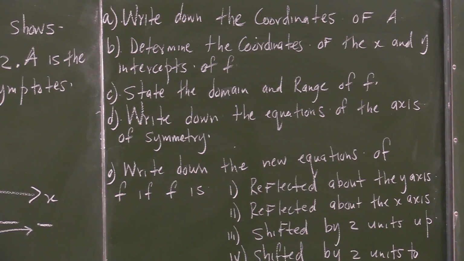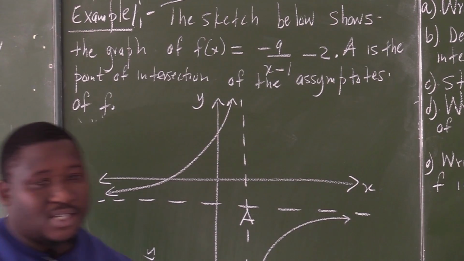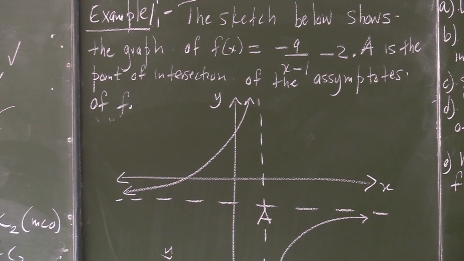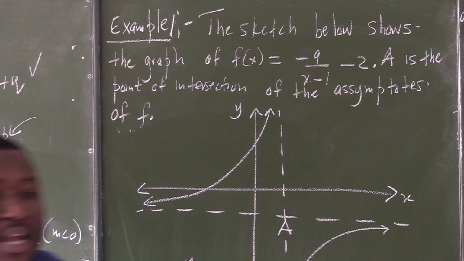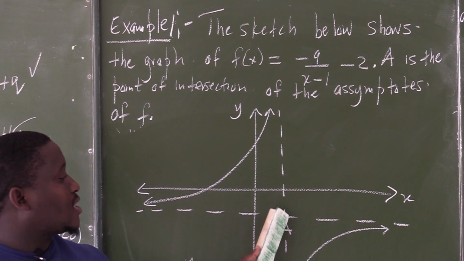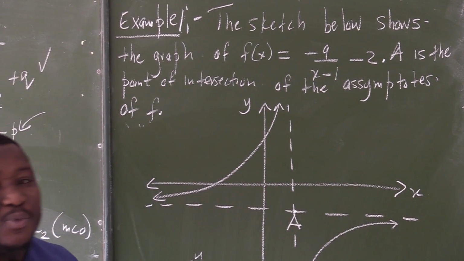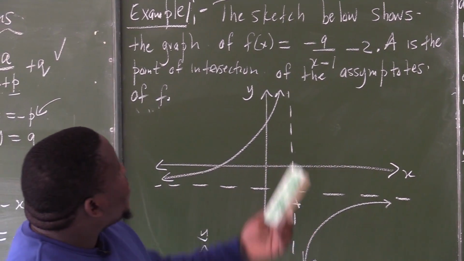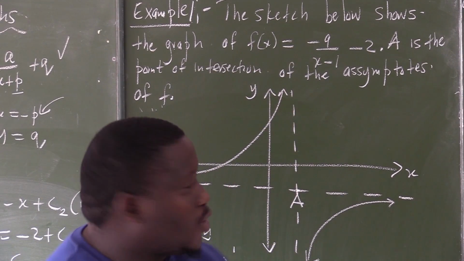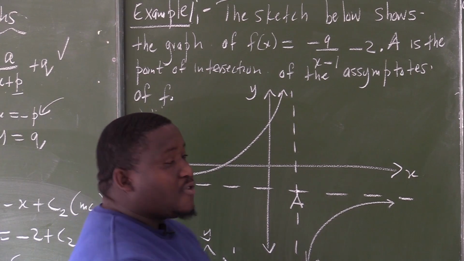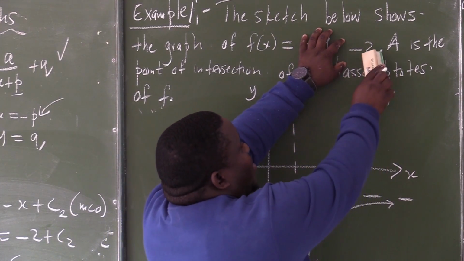So here we are given the sketch graph of f of x, which is negative 9 over x minus 1 minus a 2. We are also told that point A is the intersection of your asymptotes. So now we know that here is where your asymptotes will intersect. Now, by looking at the graph, it's very easy to see what the equations of the asymptotes are at this point. If you're looking for the horizontal asymptote, it is the minus 2.